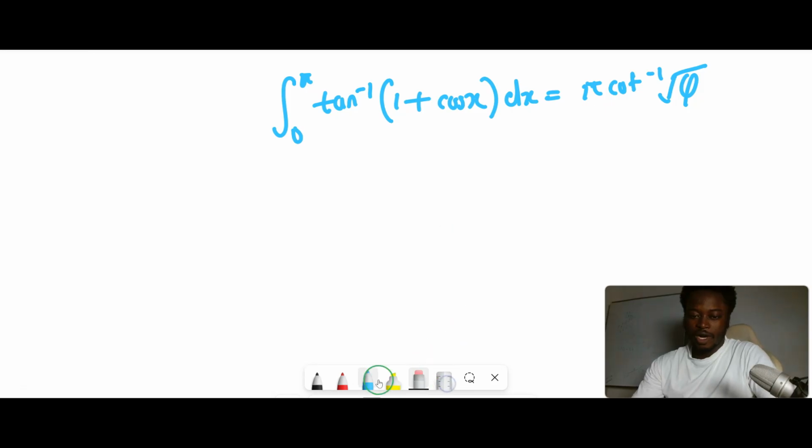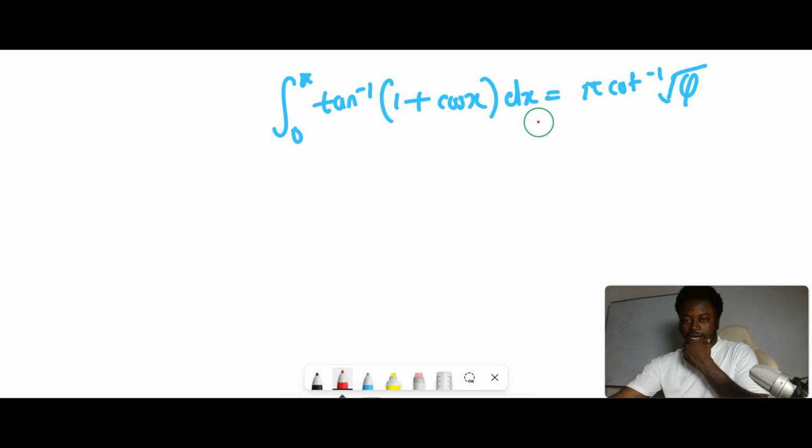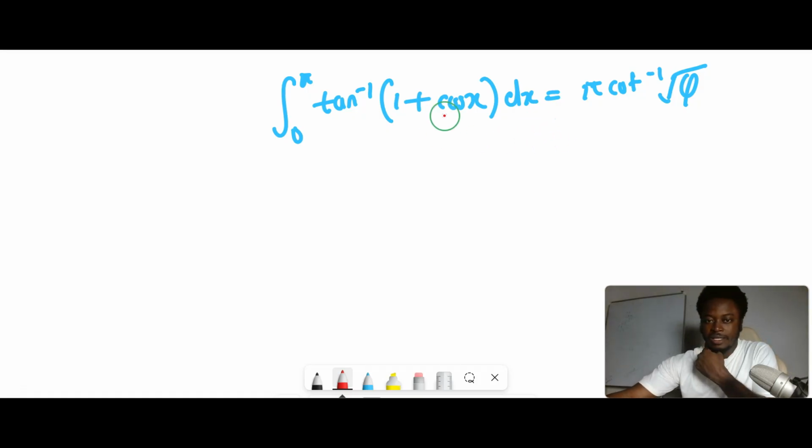Today in this video we're going to evaluate this beautiful integral: the integral from 0 to pi of tan inverse of 1 plus cosine of x dx, and the answer is actually pi times cotangent inverse of the square root of phi. And this integral, we did it already.